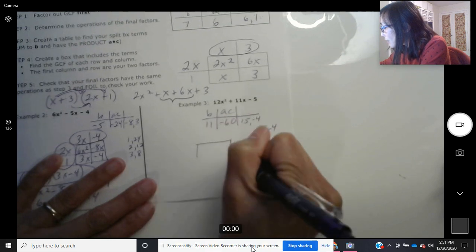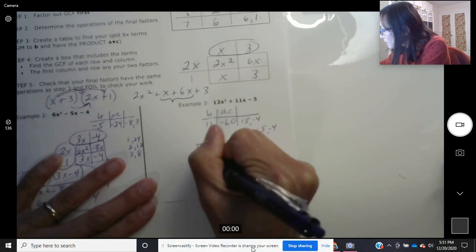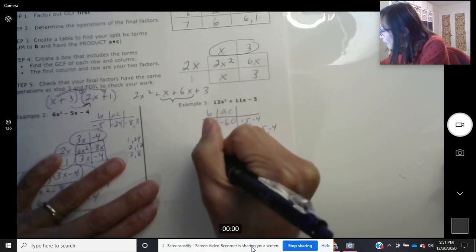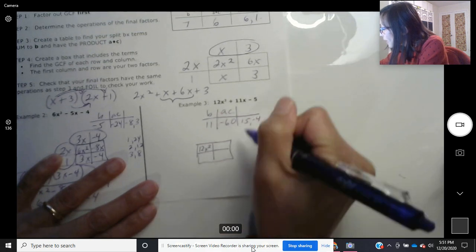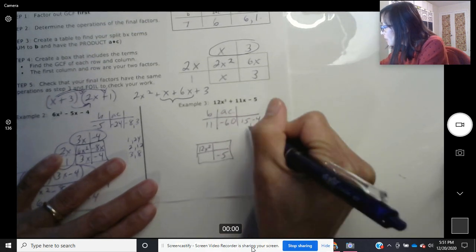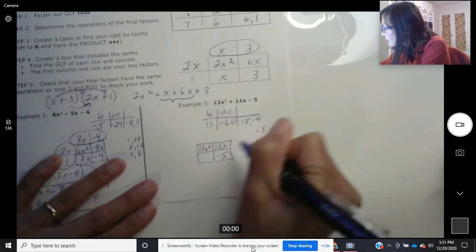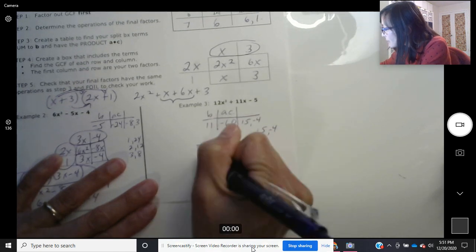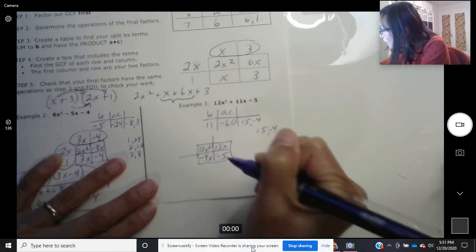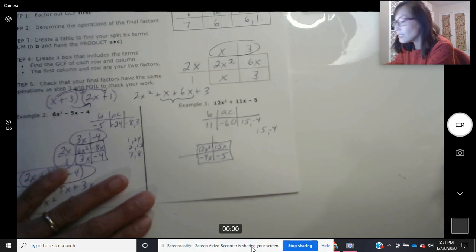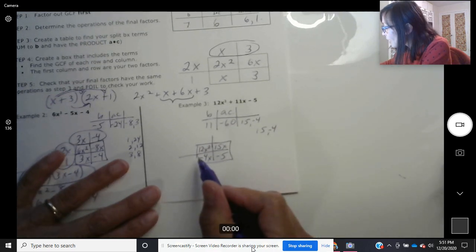I'm going to create my box. I'm going to put 12x squared in the first one and negative 5 in the last one. And now I'm going to put 15x and negative 4x inside the other two boxes. I'm going to extend it so that I can find my greatest common factor.